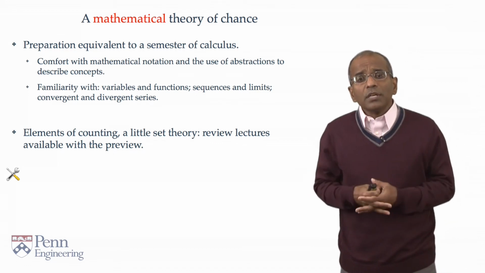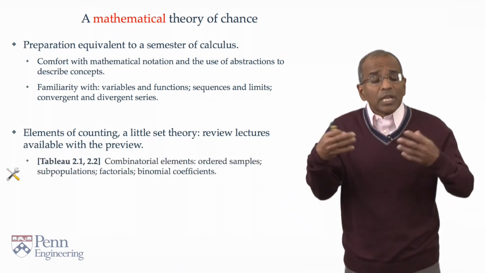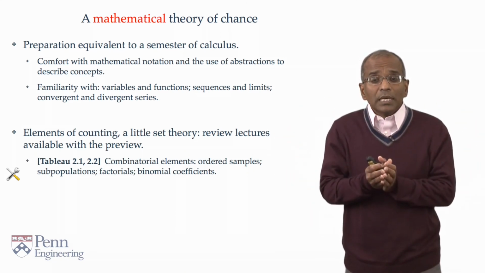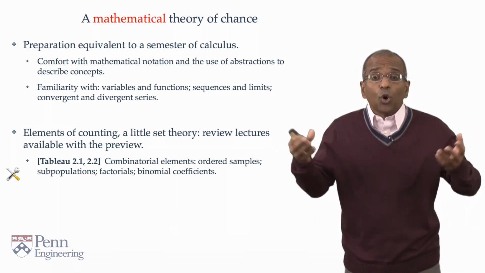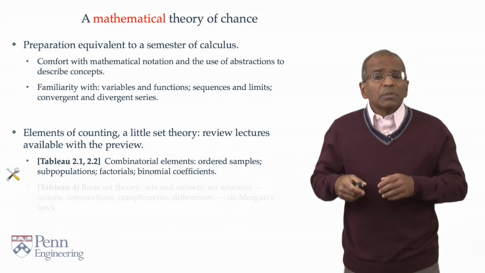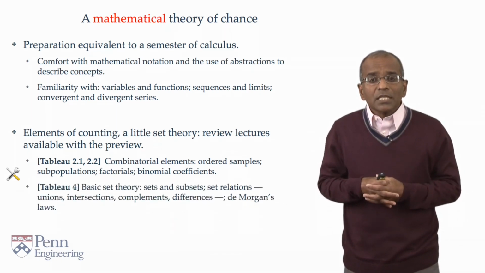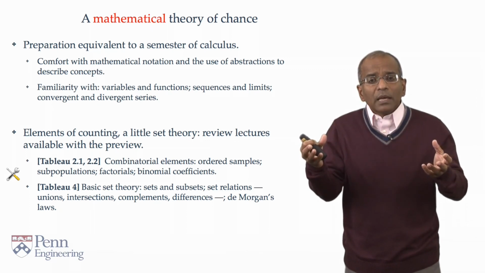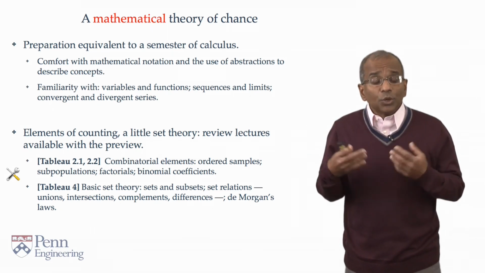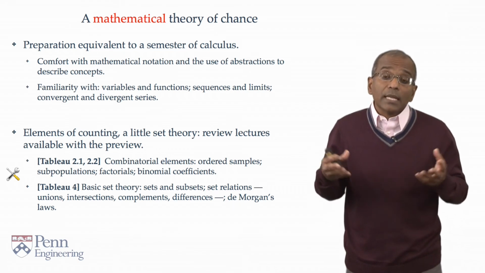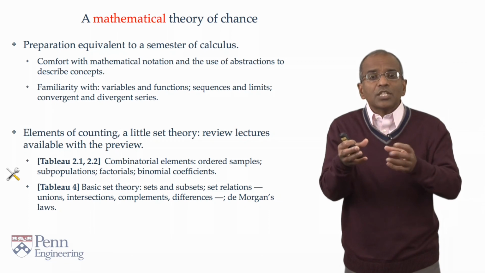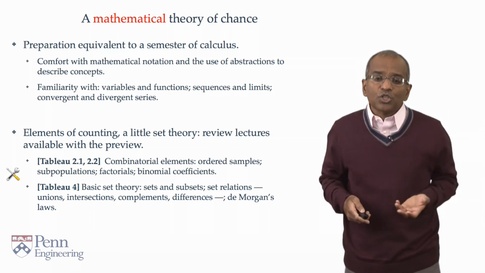The theory of counting, we need to understand how to sample with and without replacement from families, from collections, the ideas of factorials and binomial coefficients. From the naive or the elementary theory of sets, we need to understand notation for sets, basic set operations, unions, intersections, complements, and set differences, and simple rules for massaging set identities, De Morgan's laws.